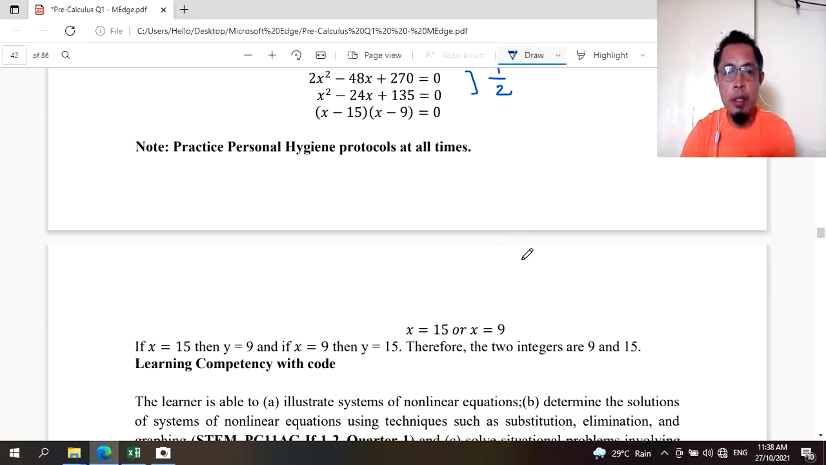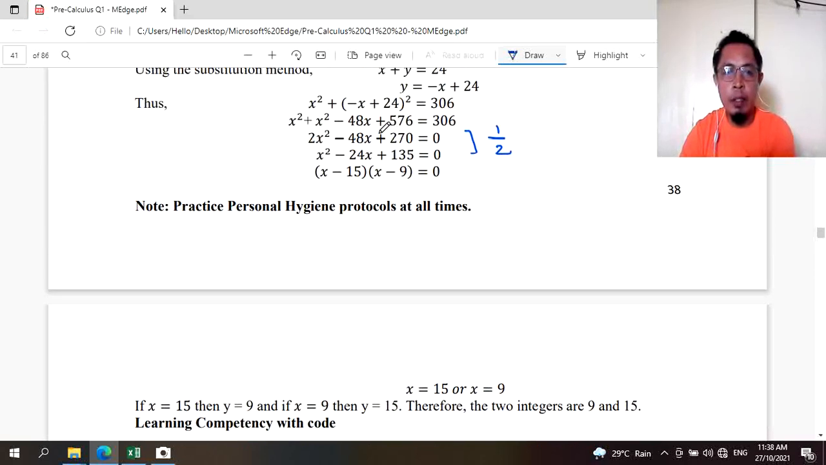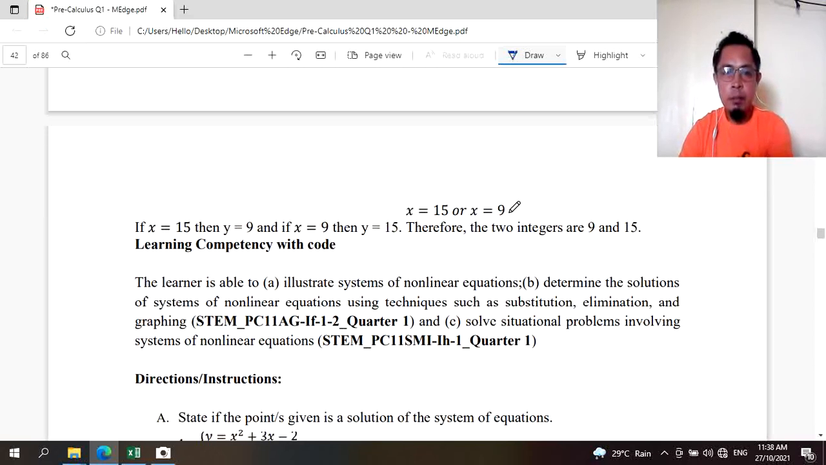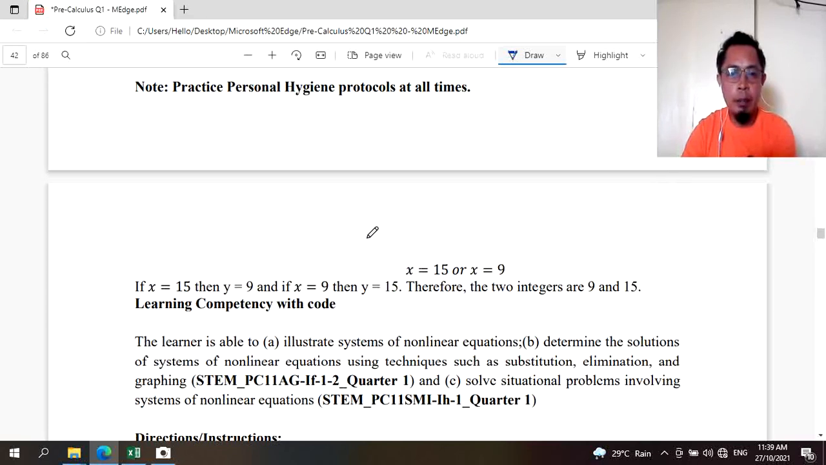So the roots now are found when this is equated to 0: x minus 15 and x minus 9 give us x equals 15 and x equals 9. If our x is 15, then we can solve for our y, and that is 9. If our x is equal to 9, then y is equal to 15. So we can say now that the integers are 9 and 15. Hope you understand that part.